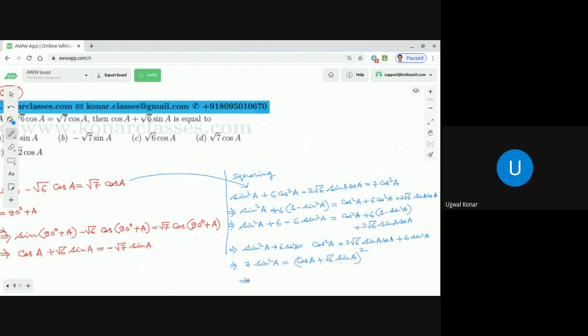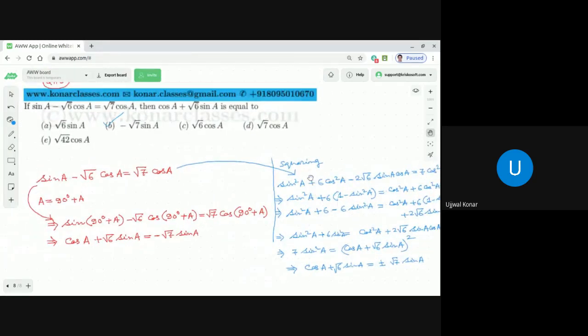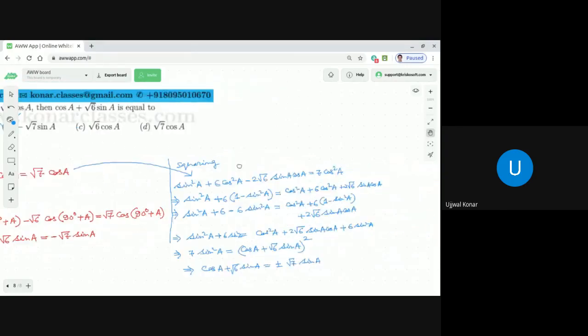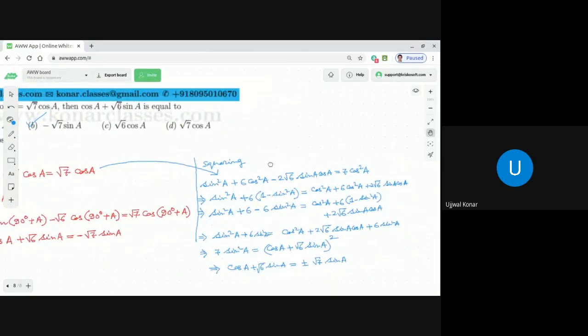So from here what we can say is that cos A plus root 6 sine A is equal to plus minus root over 7 into sine A, and one such value is minus, so we can get the correct option as B in both the ways. But the most efficient way is the left one, which I wrote in the red color. I hope you got it now, dear students. But sometimes that method may not come to your mind, so that's why I showed the right one, which I expressed in the blue color.